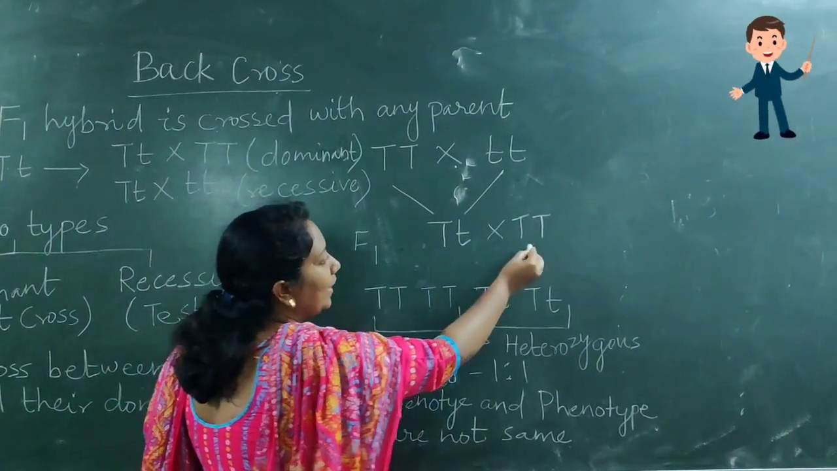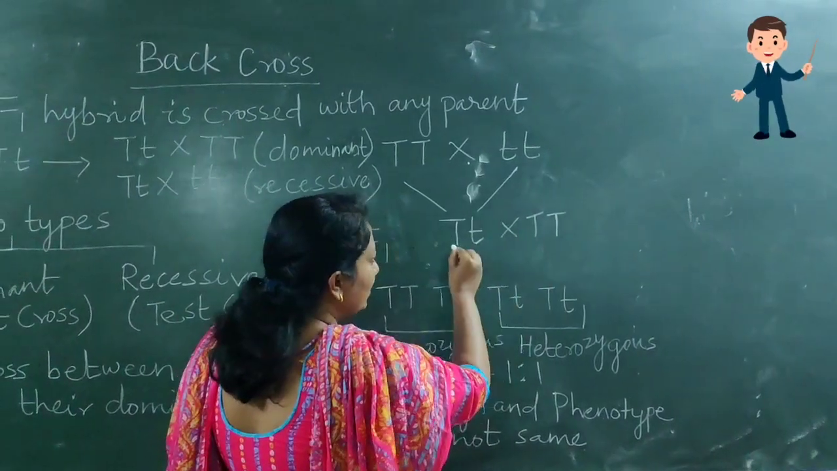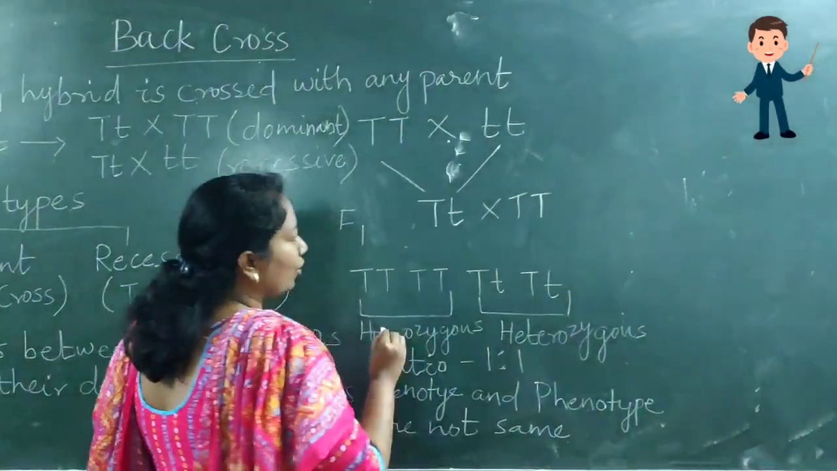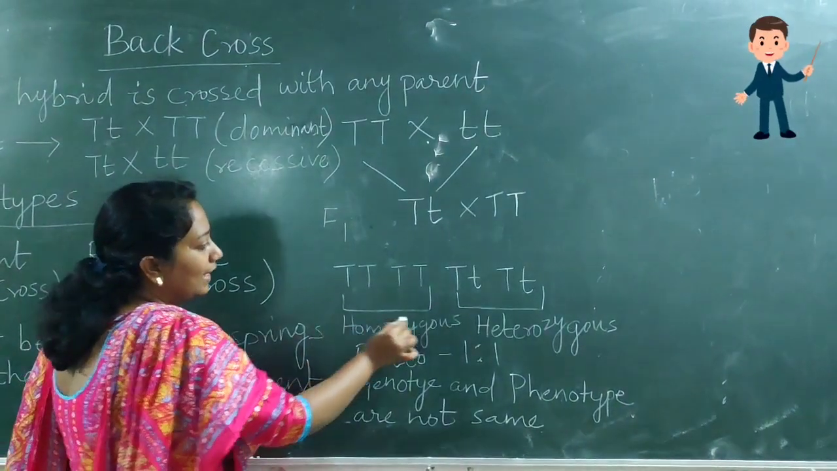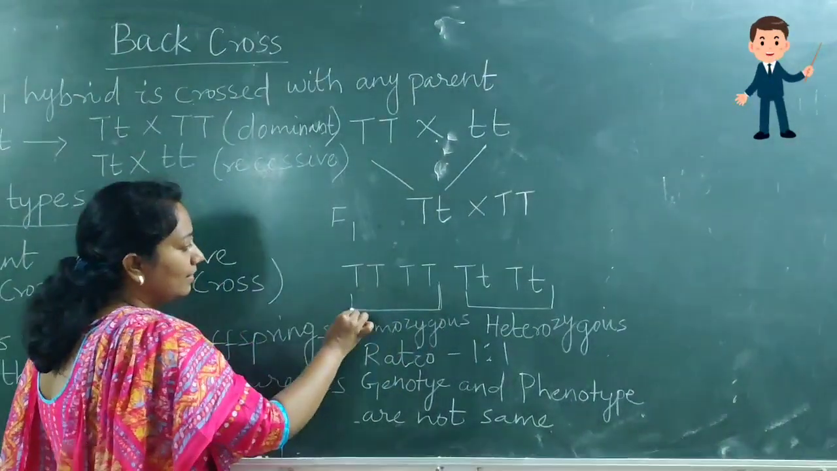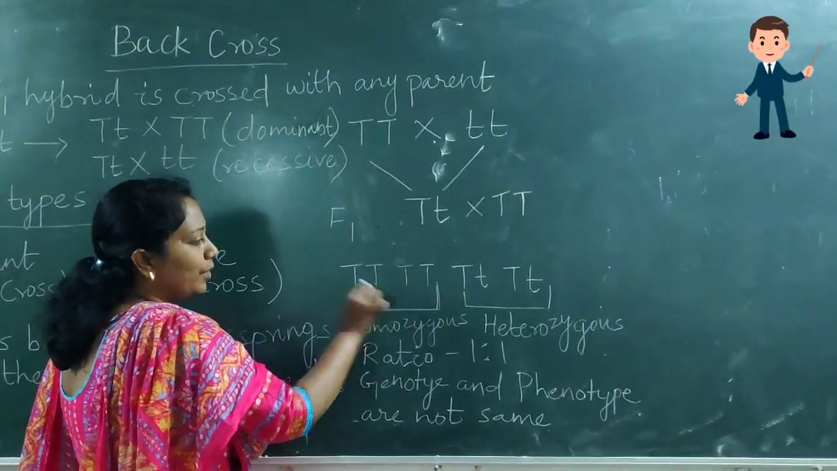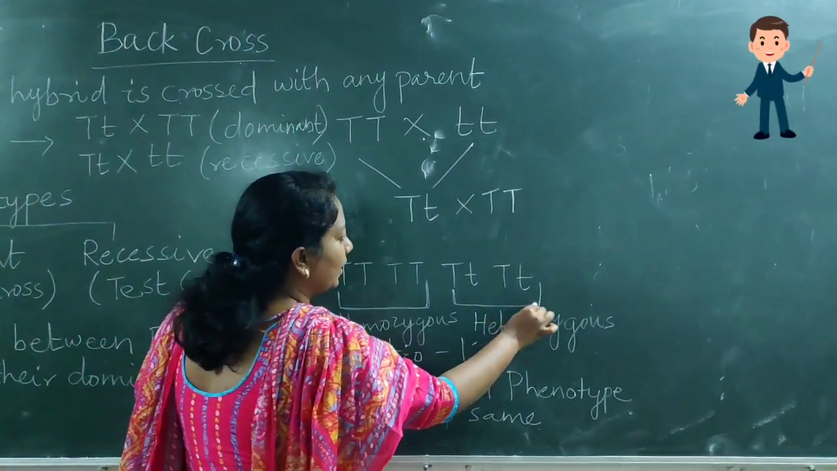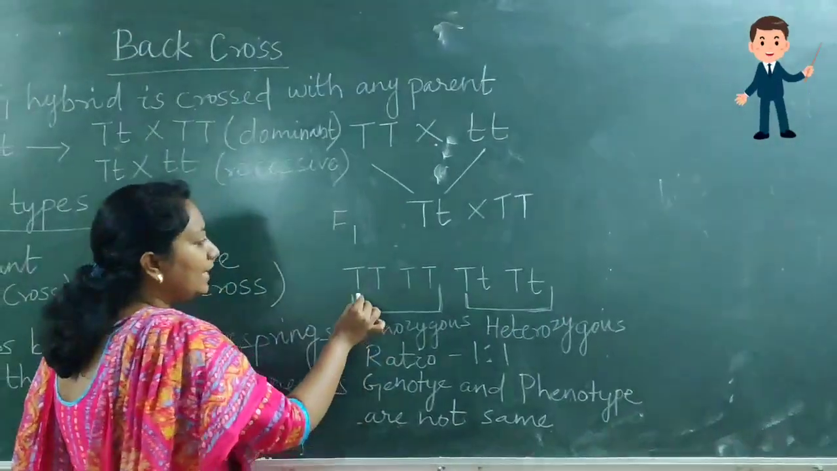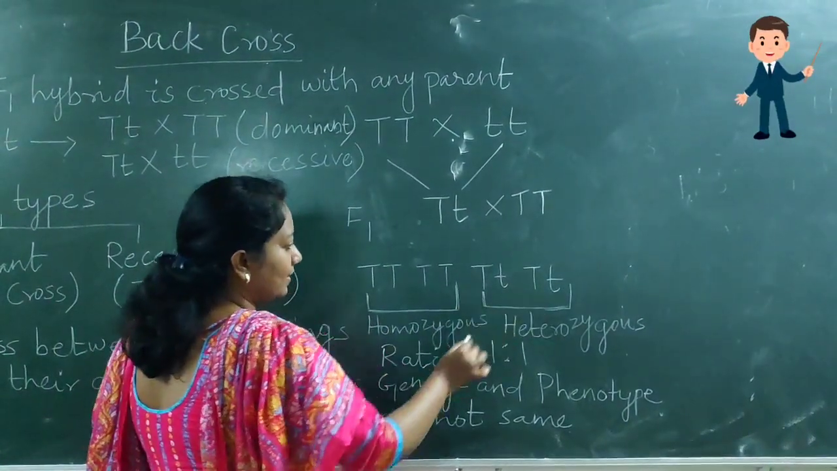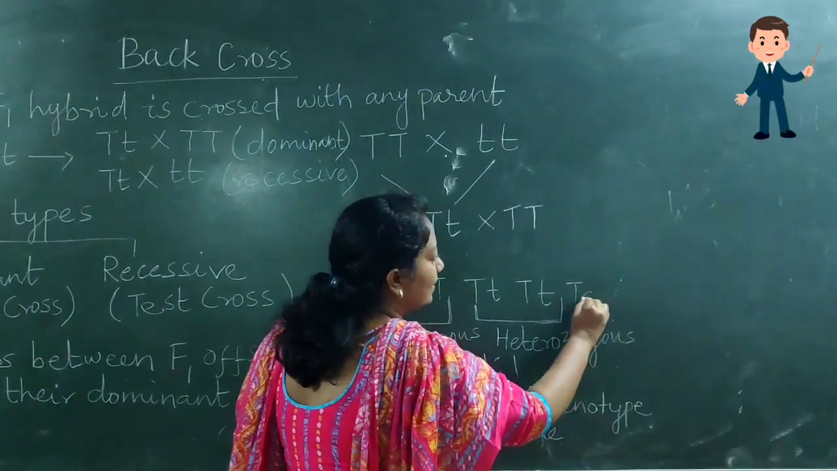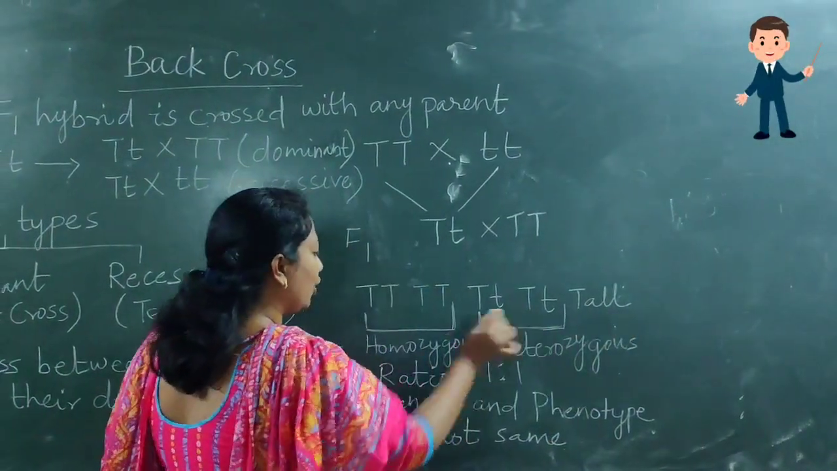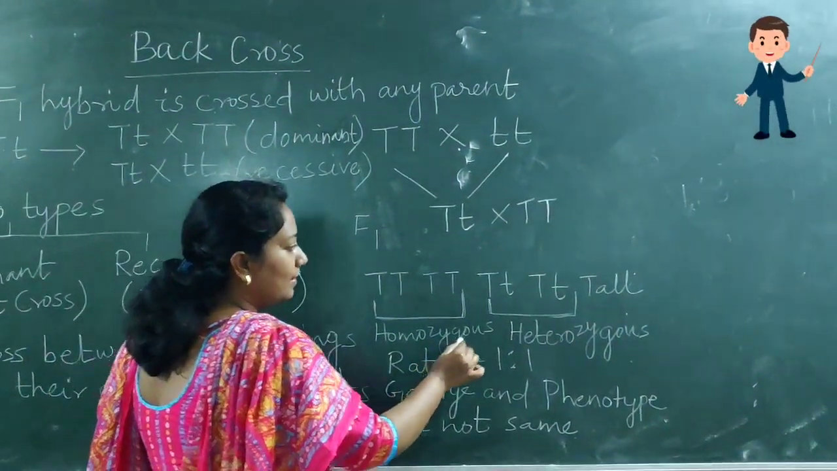When this is crossed with dominant parents, what would our product be? Our product would be two homozygous and two heterozygous products. But the thing is, all are tall plants. All are tall plants. Two homozygous tall, and two heterozygous.